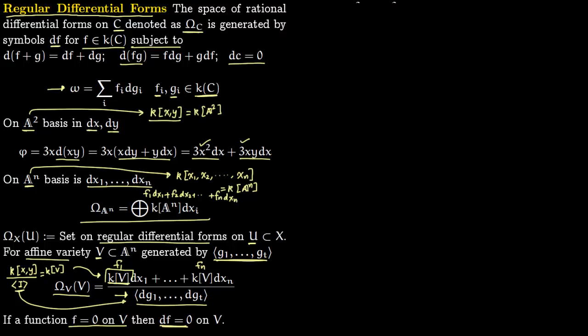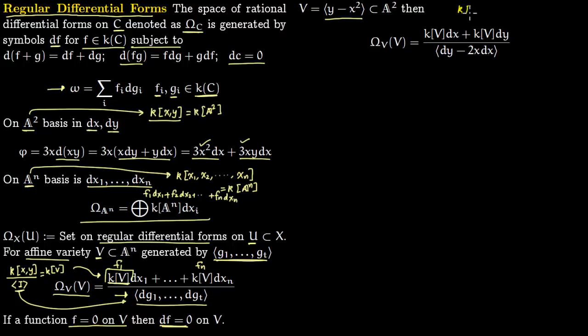Say you have V, y minus x squared, in A2. So your k[V], we already know, if it is in A2, this will be k[x, y], and then you modulo out our ideal, which is y minus x squared. The differential would be k[V] dx, k[V] dy, and you take its differential, which is dy minus 2x dx, which comes right here. Again, this k[V] and k[V] here is nothing but some function here. You have f1 dx and f2 dy, where f1 and f2 lie in k[V].